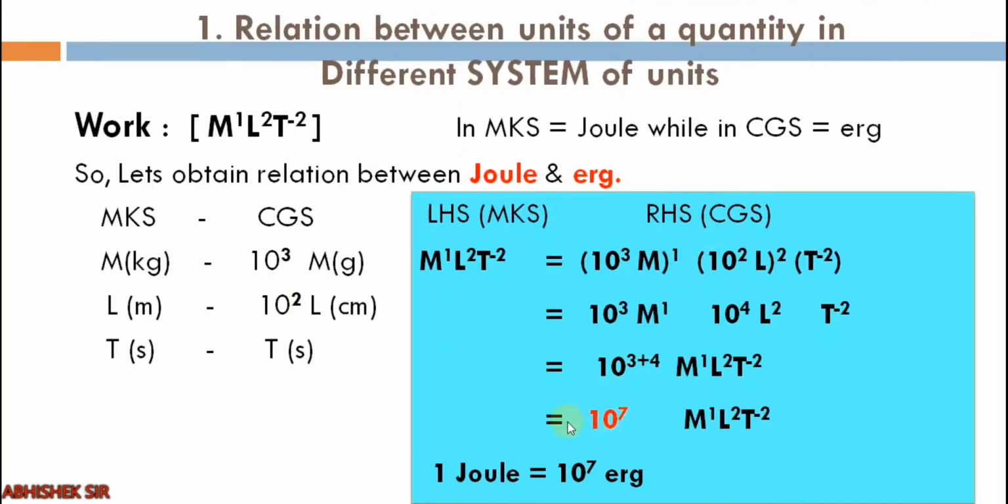So what is the conversion? 10 raised to 7. That means 1 joule of MKS system is equal to 10 raised to 7 of CGS system, that is erg. So the relation between joule and erg is 1 joule equals 10 raised to 7 erg, right? So basically it is a systematic conversion of what we did somewhat in mathematics, when we converted meter into centimeter, when we converted kilogram into gram, so we put 10 raised to something. But here we are doing it systematically, taking care of M, L and T.